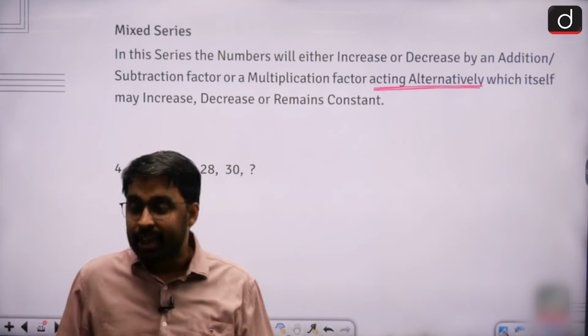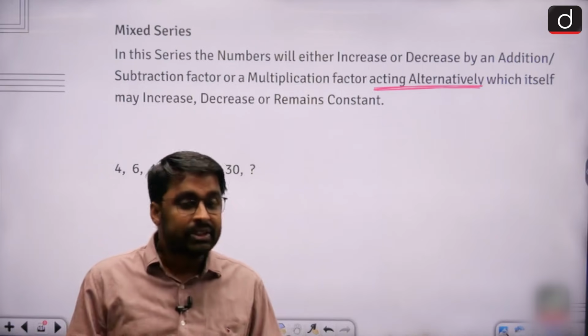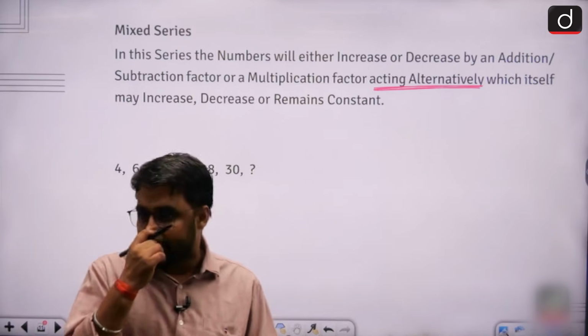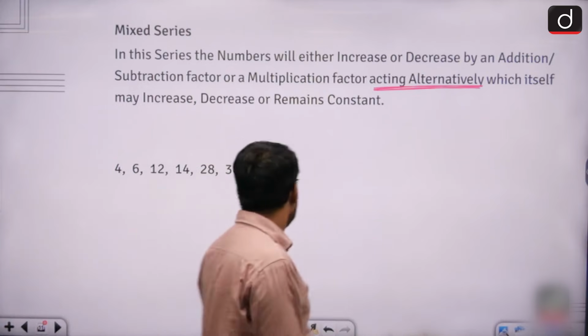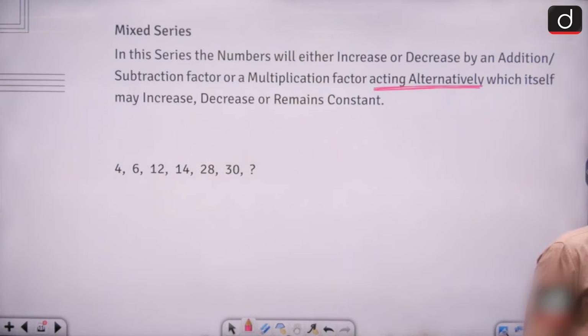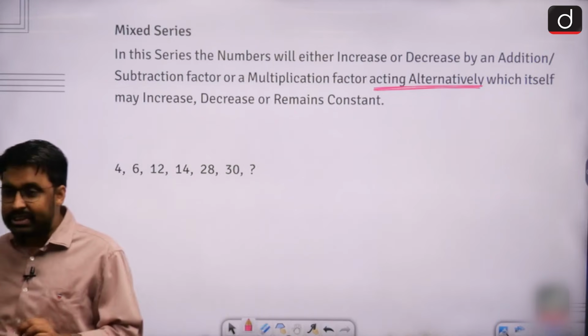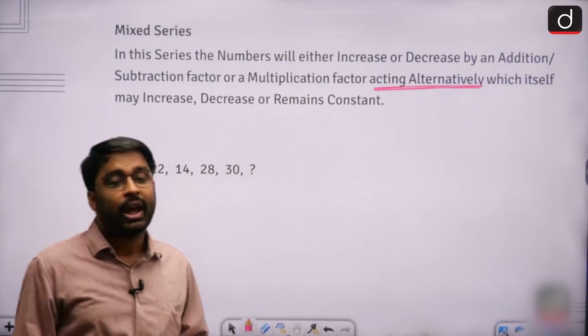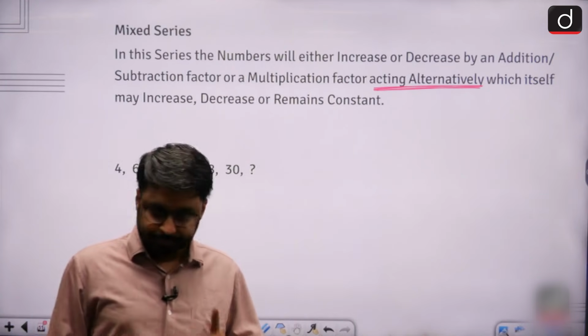The factors can behave in alternate manner as well as they can act on alternate terms also, and these factors themselves can increase, decrease or remain constant. So now let's take this example: 4, 6, 12, 14, 28, 30 and the next term needs to be found. As I read these terms left to right, I see that the terms are increasing, and suppose if this series would have been of arithmetic nature, then there would be an addition factor involved.